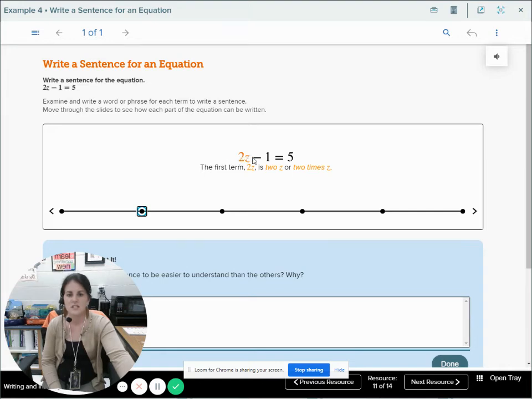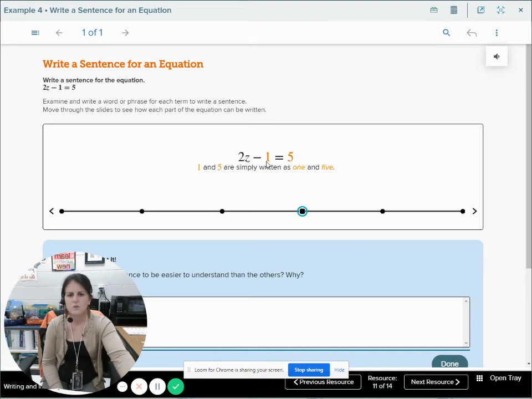But the important thing to know is that this first term is multiplication. So if we want to say the product of 2 and z, or if we want to say 2 times z, or if we want to say twice z, it doesn't really matter as long as we are implicating that it is multiplication. Then we can say minus 1, less 1, subtract 1, decreased by 1. Doesn't really matter. There's a bunch of different ways that we can say that. And then we can say equals 5, is 5.